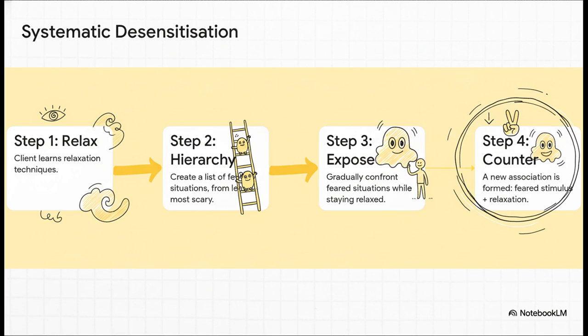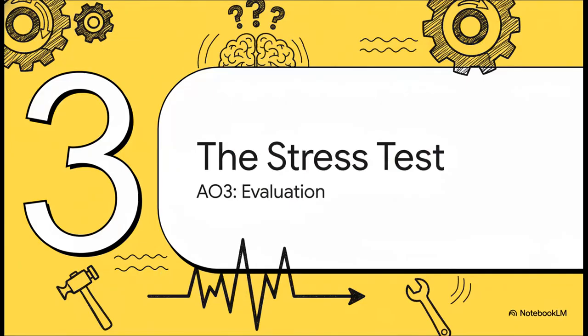First, the person learns some deep relaxation techniques. Then, they create a fear hierarchy, a list of their fears from least scary to most terrifying. Then, step by step, they work their way up that list, pairing the feared thing with relaxation. The end goal: to create a brand new association, replacing fear with calm. We call that counter-conditioning. Okay, now for the really important part for your exams, the AO3 evaluation.